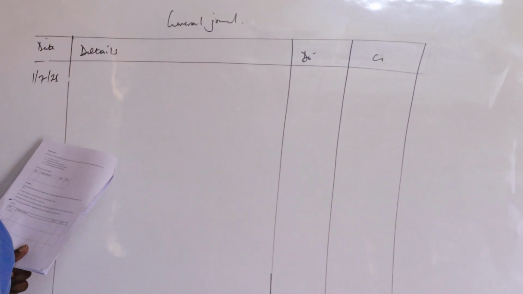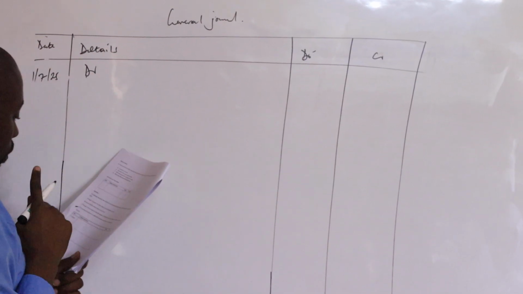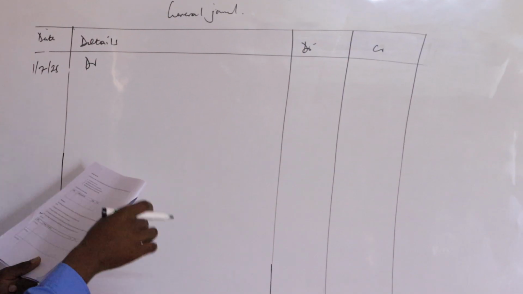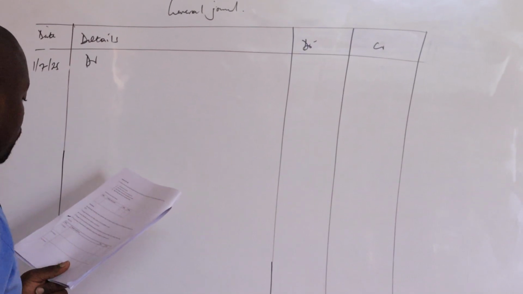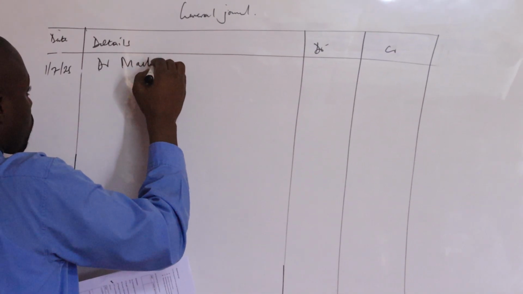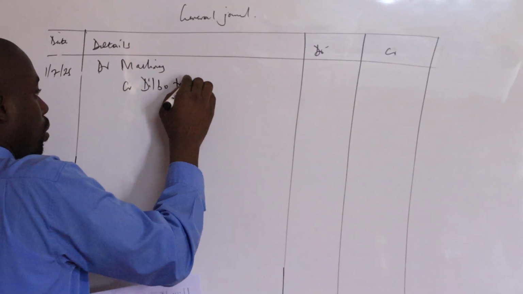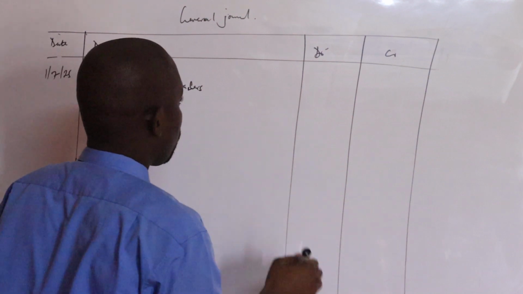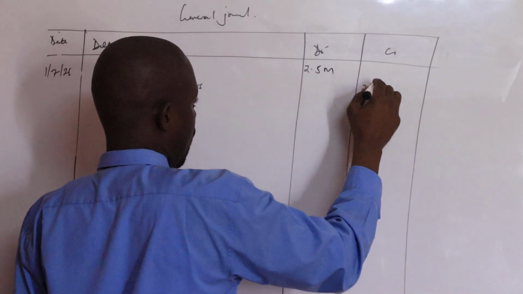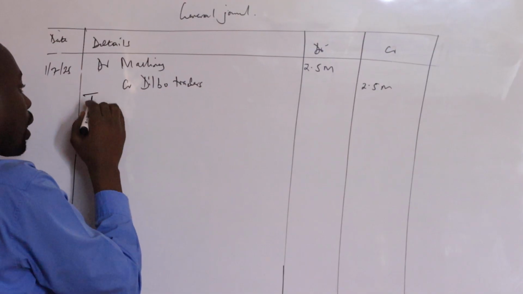Bought machinery from Dilbo Traders. So I will debit. We have got two accounts. One is the asset increasing, we shall debit it. And then the person giving us is Dilbo, and we are not paying him now. We'll pay him later. So we'll debit machinery, credit Dilbo Traders. The amount is 2.5 million. 2.5 M.